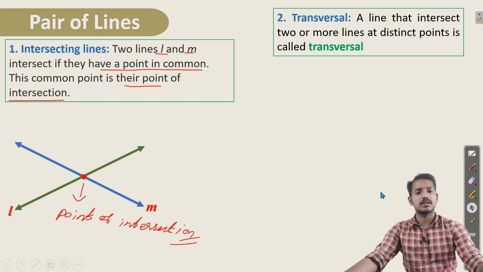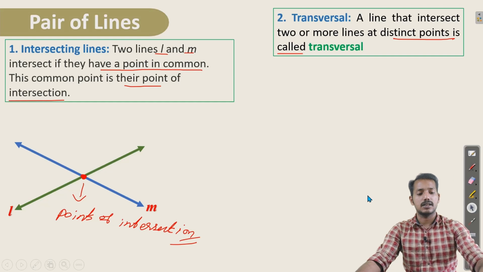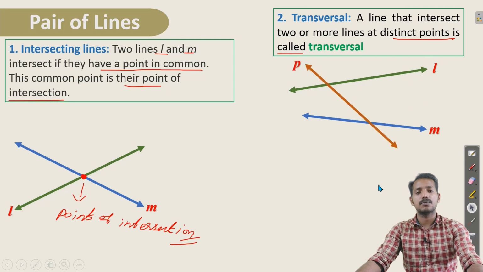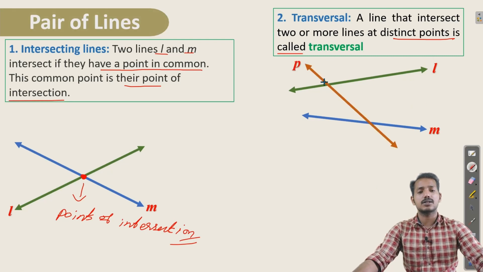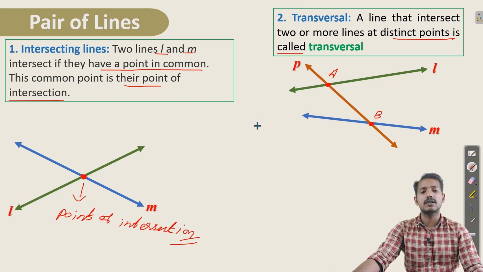Next type of line is transversal. A line that intersects two or more lines at distinct points is called a transversal. See here, we have two lines L and M, and another line which is P. If P intersects L as well as M at two different points, say A and B, then this line P is called a transversal.